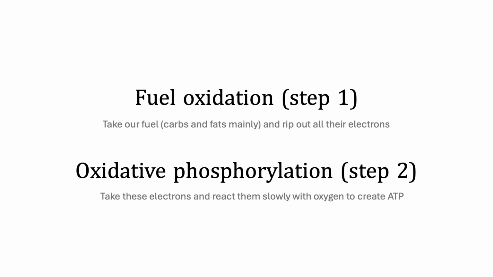Recall that there are two steps in making ATP. Fuel oxidation, where we take our fuel and rip out all the electrons, and oxidative phosphorylation, which is step 2, where we take these electrons from fuel oxidation and we react them slowly with oxygen to create ATP. So this video will be focusing on step 1 of this process.